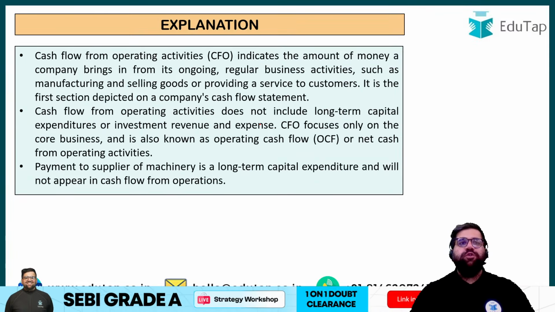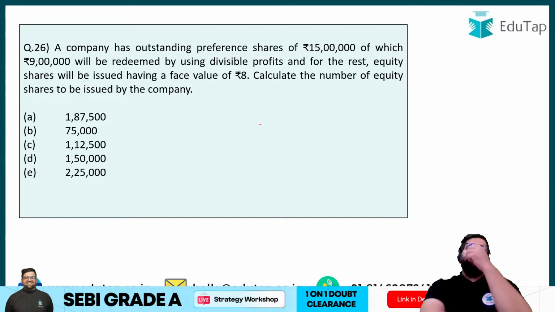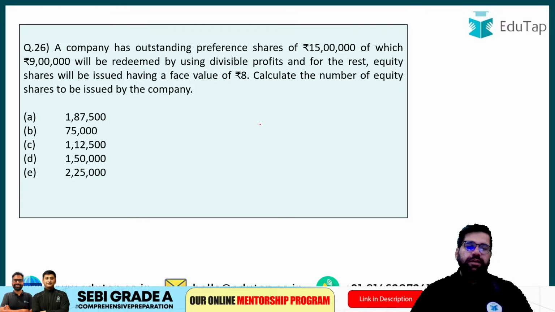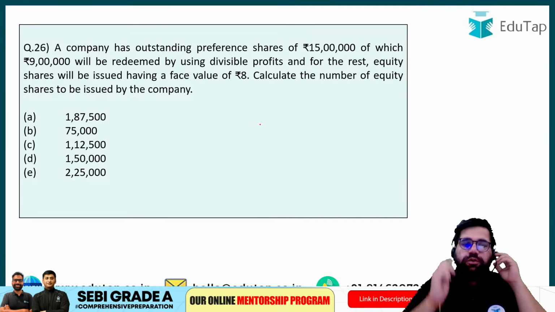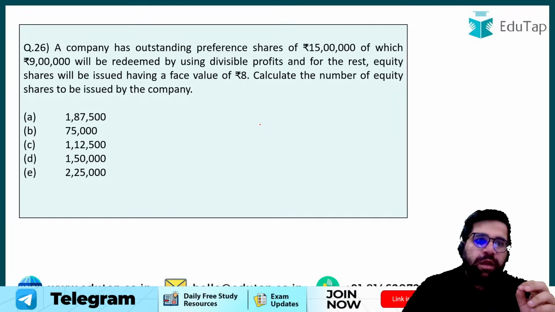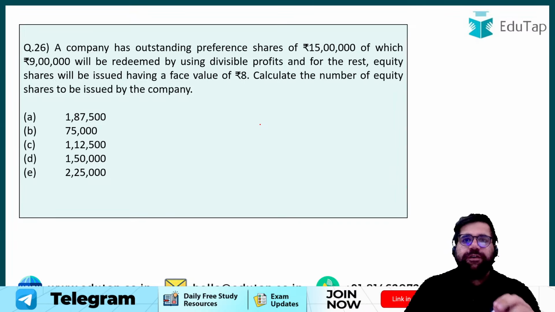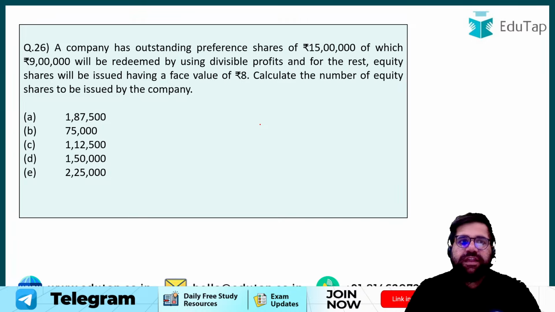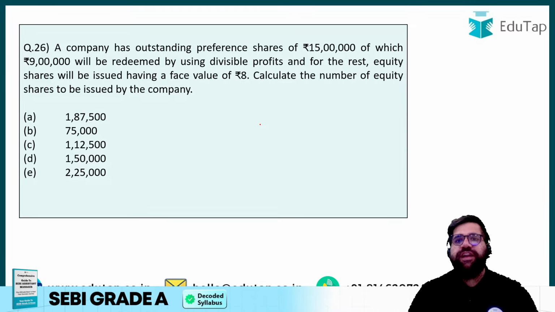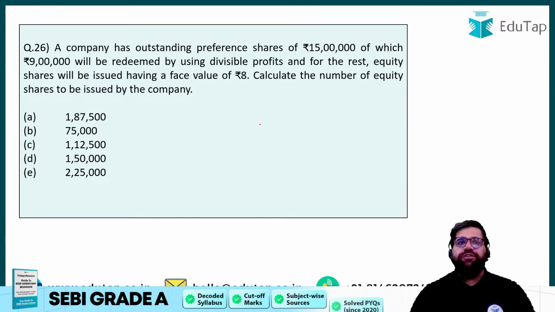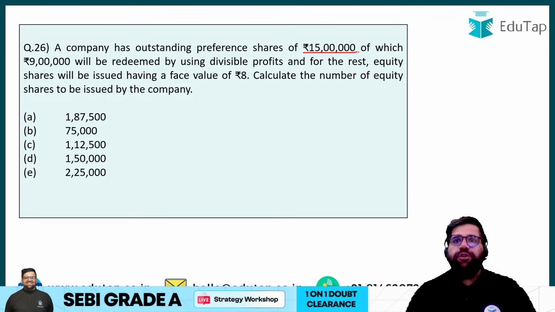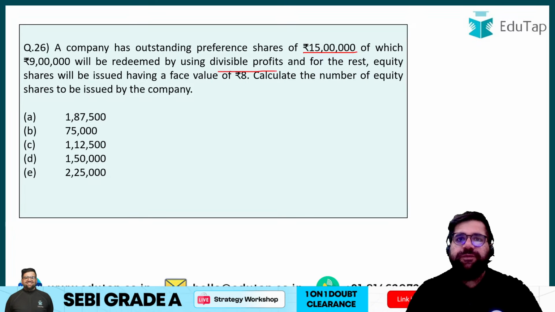Now let's move forward to the next question, which is question number 26. A company has outstanding preference shares of 15 lakh, out of which 9 lakh will be redeemed using receivable profits, and for the rest, equity shares will be issued having a face value of 8. Calculate the number of equity shares. So the total obligation is 15 lakh. This you have to pay, right? Out of which 9 lakh will be redeemed using receivable profits.